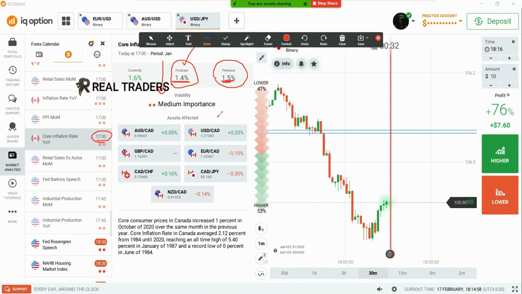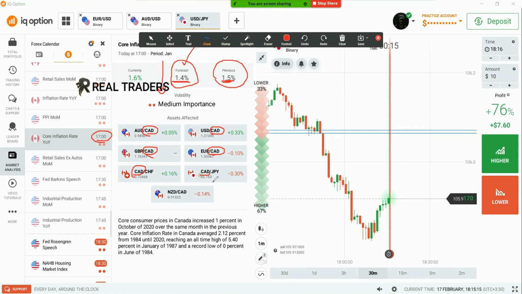But which pair? Here you can see, if you check here, the CAD is repeating, right? You can see AUD CAD, USD CAD. So you can see GBP CAD. So CAD is repeating, right? So it means in CAD pairs, the price will decrease. It will go down.